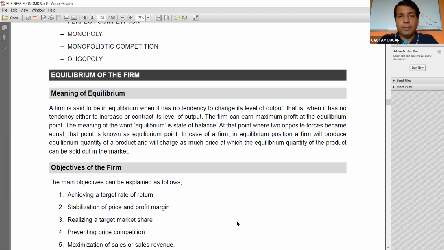What is the meaning of equilibrium? From the point of view of market, meaning of a firm. The word equilibrium is related to the consumer as well, consumer's equilibrium. We have producer's equilibrium. Here we are talking of equilibrium of a firm. Equilibrium means what?